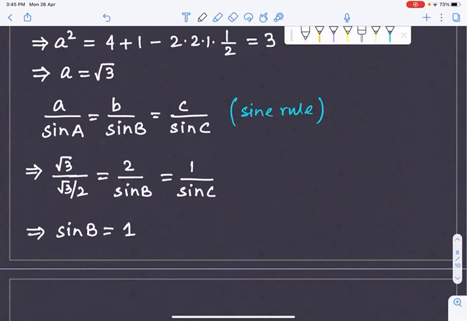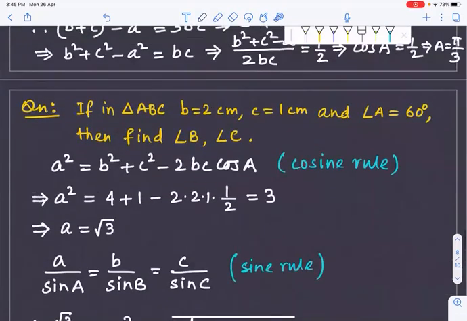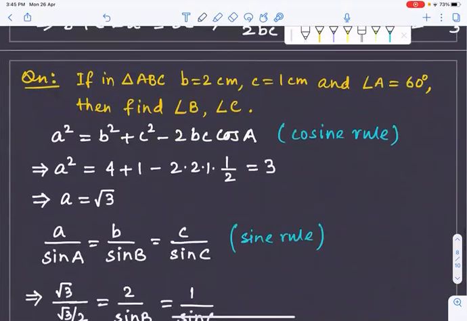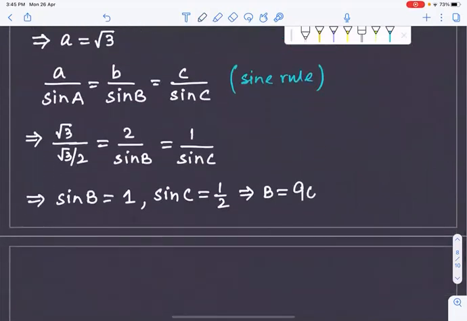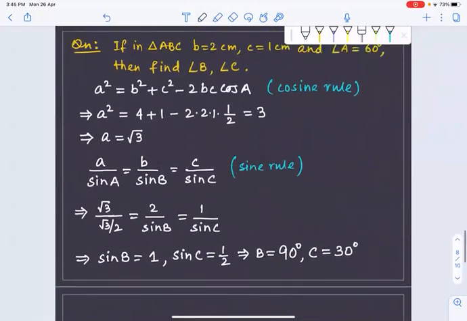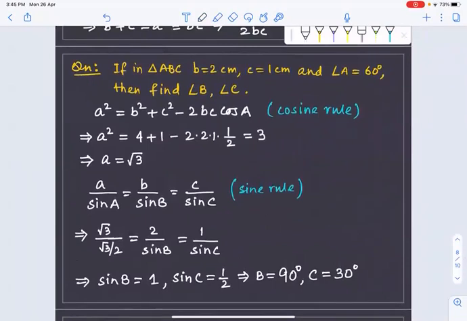And sin C is equal to, what will I get as sin C? That is half. If sin B is 1, then B will be 90 degree or pi by 2. In this question, it is given in terms of degree, so I will also write in terms of degree. Angle B is 90 degree and angle C is 30 degree. And you see, the sum of all the angles should be 180 degree for this triangle. That's perfect here.